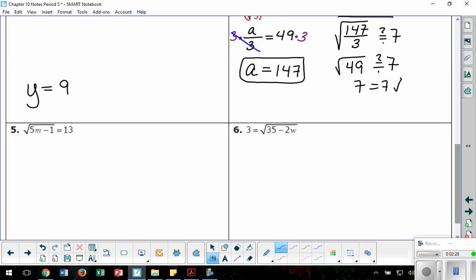Number 5, m is equal to 34. And w is 13. Okay, so please make sure you write those answers down so that you have them. And then we're going to go to the back side so that we can do those problems.